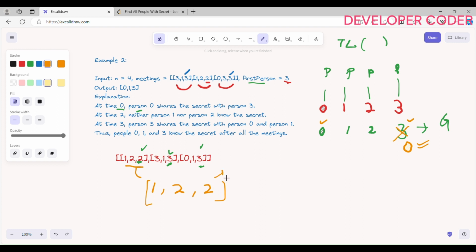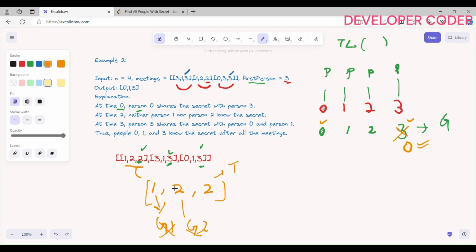At time 2, this meeting is going to be conducted, and let's say this is my group 1. Let's say this is a group 1 meeting, this is a group 2 meeting. These two people are meeting. So let's ignore group 1 and group 2 right now. Let's say this meeting is conducted first. 1 is meeting 2, but does any of these people know the secret? 0 told the secret to 3 only, and 3 is not present right now, so none of them knows the secret.